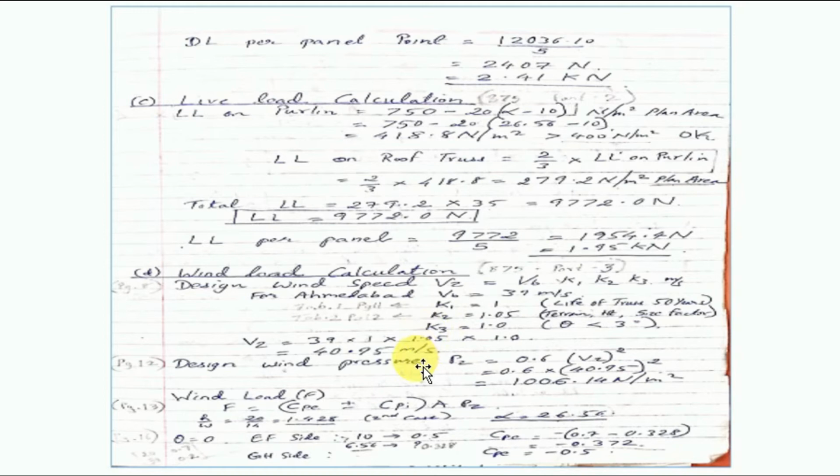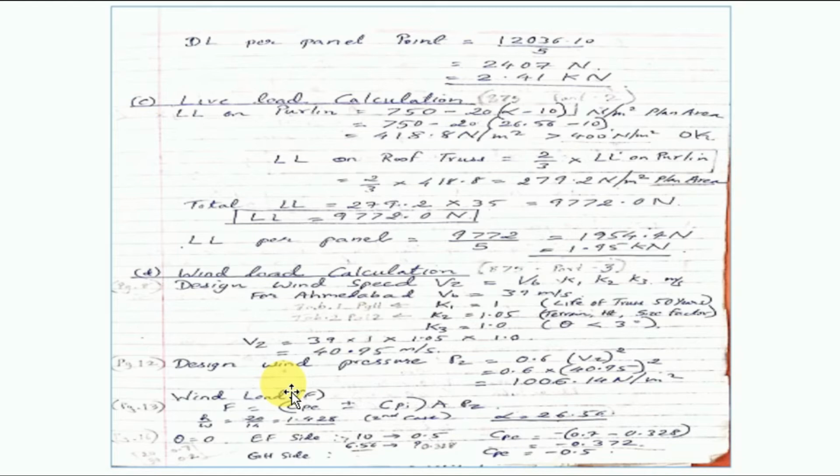And K3 will be 1, where the angle we are taking as less than 3 degree. So we are getting Vz equal to 39 into 1 into 1.05 into 1, we are getting 40.95 meter per second. Design wind pressure formula is at page number 12 of IS 875 part 3. Pz equal to 0.6 Vz square, which comes up to 1006.14 Newton per meter square.